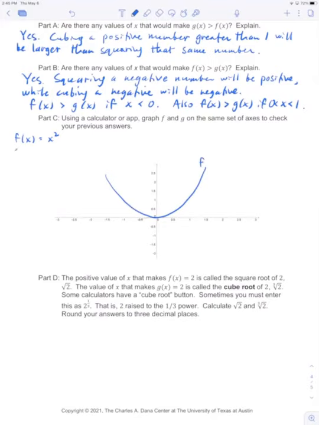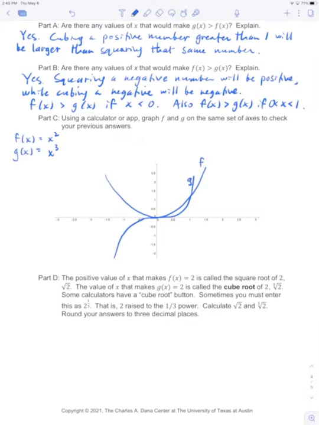Now, g of x, or the g function, is the cubic. It's x cubed. So what's going to happen here is it's going to start down here on the left, come through the origin, and then come up like this. So this would be the g function.